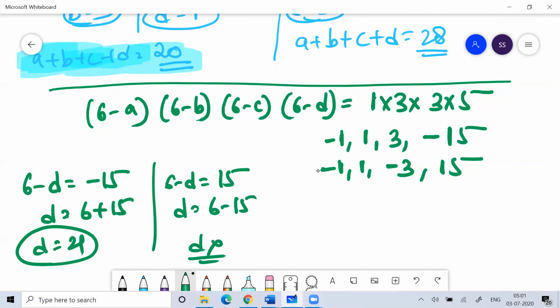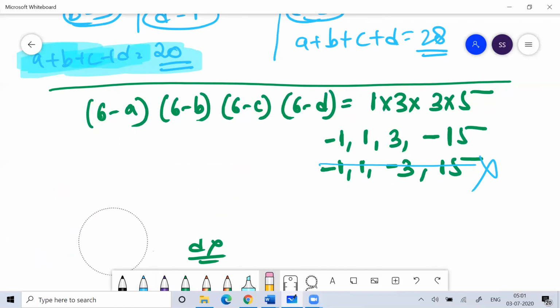Okay, then this is not working. It means d cannot be a positive number. So this is not possible. The value of d should not be 15, because you are getting a negative value there.